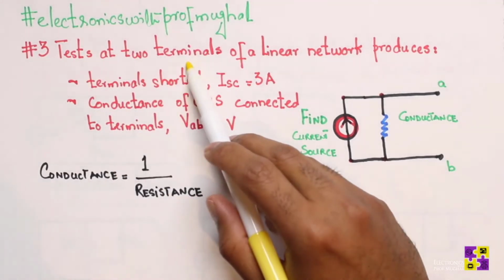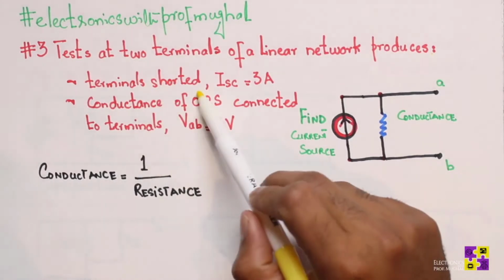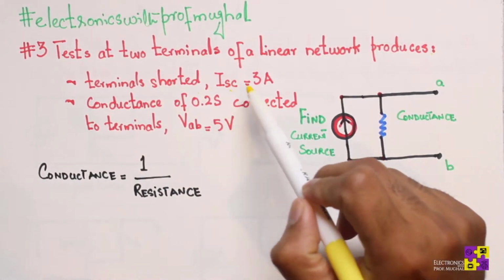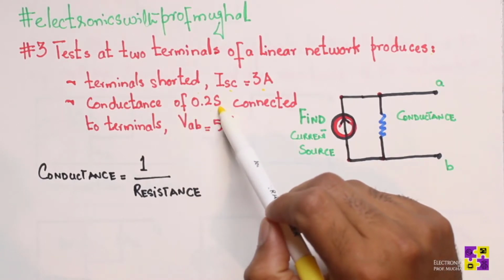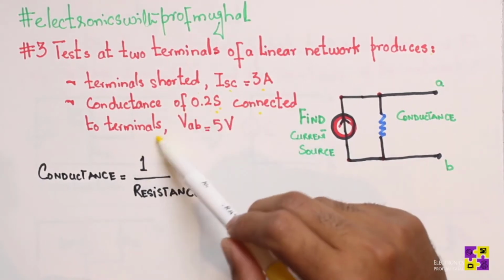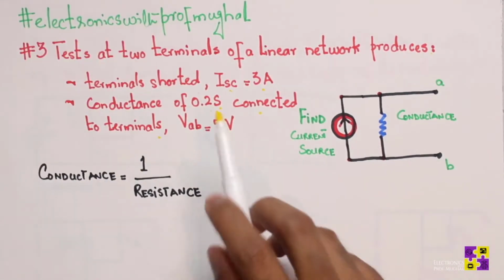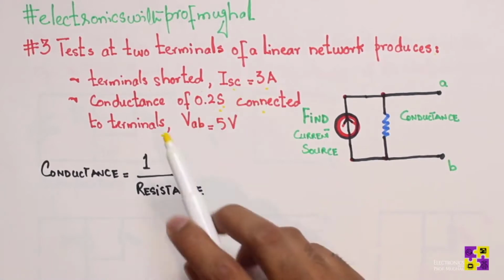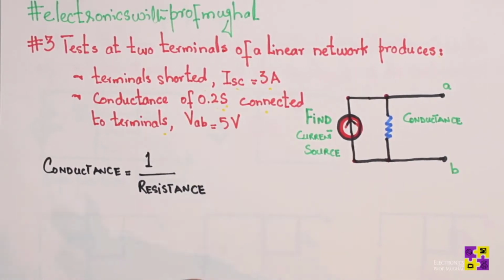A test at two terminals of a linear network produces a terminal short circuit current equal to 3 amps. A conductance of 0.2 is connected to the terminals, and VAB equals 5 volts. So we have a short circuit current of 3 amps, a conductance of 0.2 Siemens, and VAB produces 5.